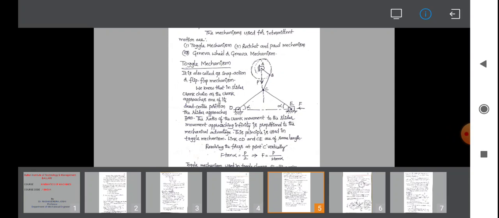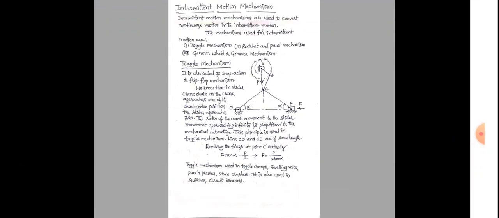Now if I resolve the forces at point C vertically, then F tan alpha is equal to P by 2. Because CD and CE are of equal length, whatever the force that is acting at point C vertically downward, that is P, is shared equally, so it is half. Therefore, F tan alpha is equal to P by 2, from which one can write F, that is the force on the slider, is equal to P divided by 2 tan alpha.